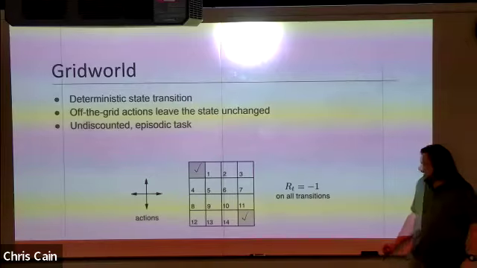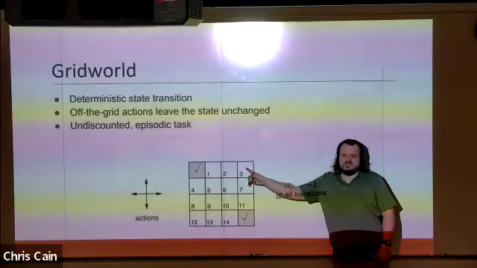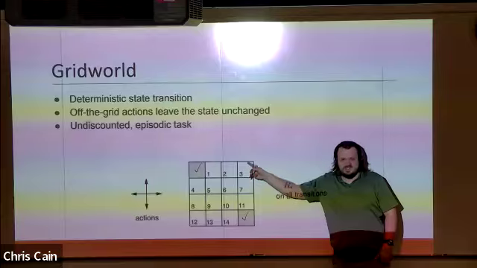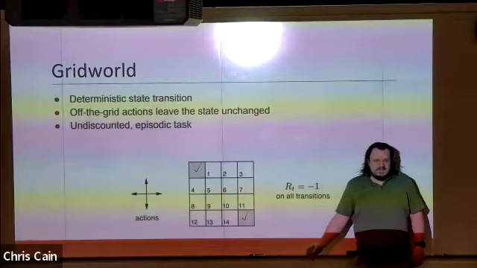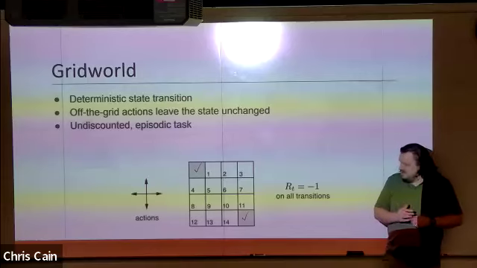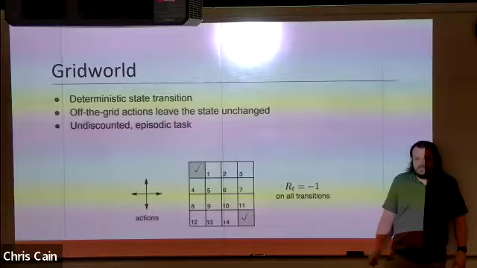Even if we're in a corner, we can still move up from position 3 and stay in position 3. You kind of bump up against the wall and stay there. Same thing for moving right from position 3. And of course, for every transition that we take, we get -1.